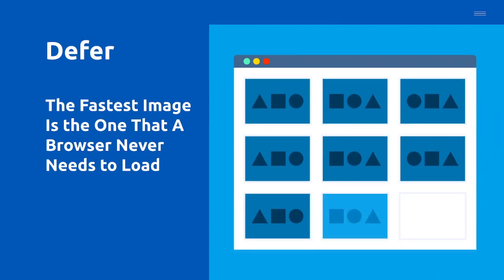Being able to defer an image basically just means don't load it until it's actually within the viewport that the user can actually see. So we know that users most often don't actually scroll all the way down for most of the pages that they're on. So don't load all the images if they're never going to see them. And from an optimization standpoint, you'll never do better than not loading an image.